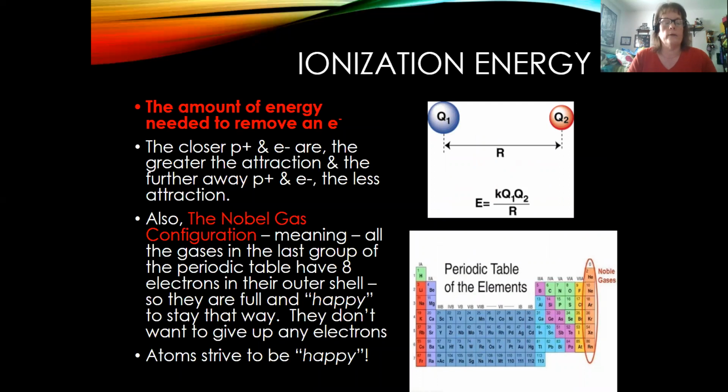Ionization energy, the amount of energy needed to remove an electron. The closer the protons and electrons are, the greater the attraction. And of course, the further away they are, the less the attraction. Noble gas configuration, this is telling you that our noble gases, which are over here in our very last column, all have their outer shell filled with 8 electrons, so they are all happy. We call that the noble gas configuration. And that's what all elements strive to be, happy and to have their outer shell filled.